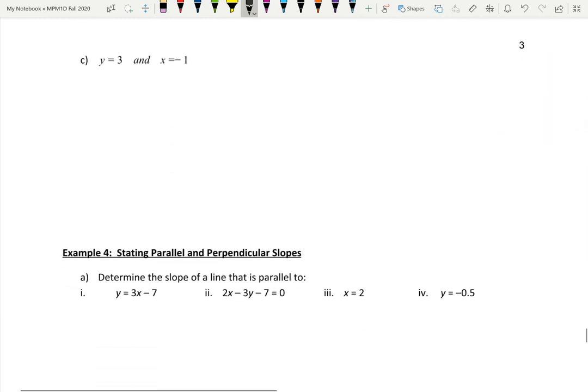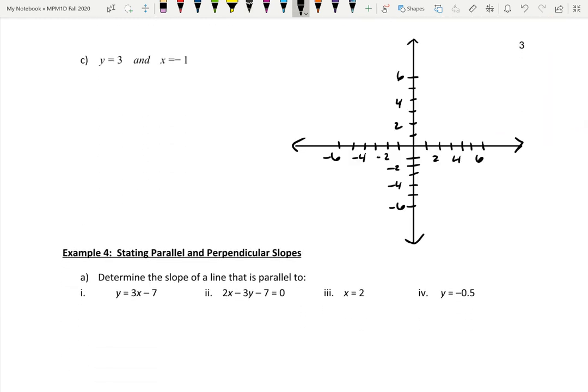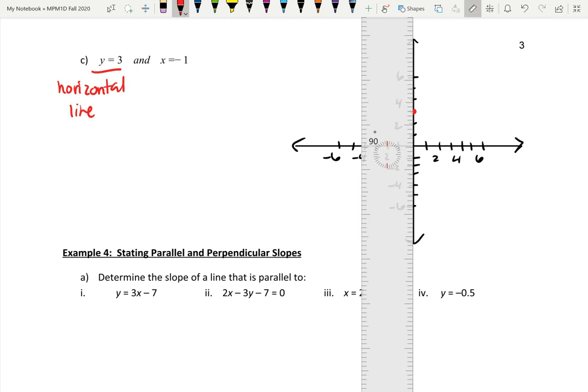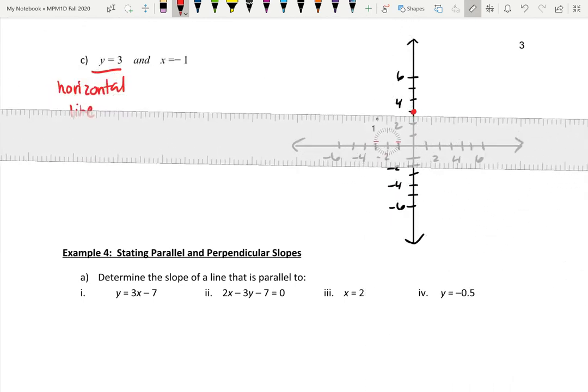Okay, and C. So my first line is y is equal to 3. Okay, so I already know that this is going to be a horizontal line. All I know is what the y-intercept value is, which is 3. So I plot that one point, and then I just draw a horizontal line.